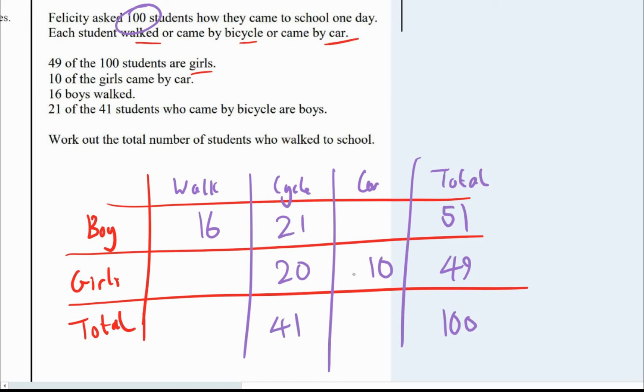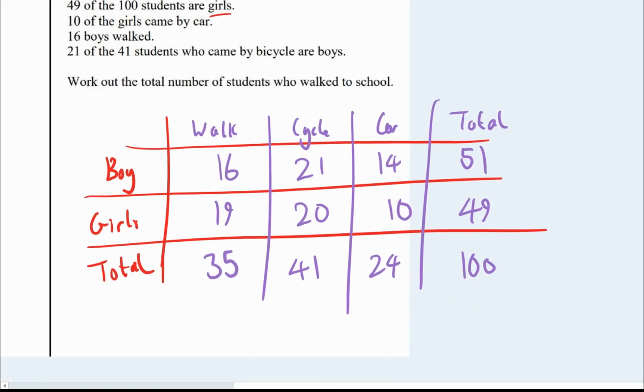I've got 30 girls so far, so this must be the missing 19 girls. 16 plus 19 is 35. I have a total down here of 76, which means I am missing 24. So therefore 14 boys took the car. The question was, work out the total of students who walked to school. That was this 35 down here.